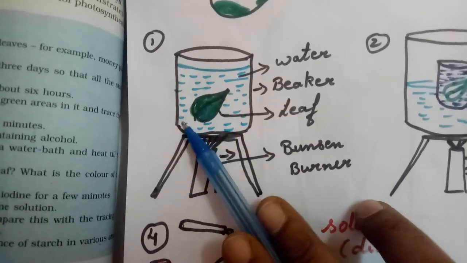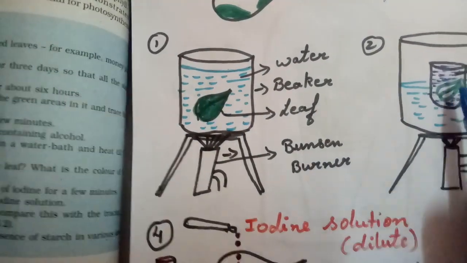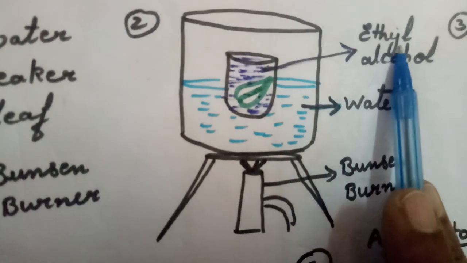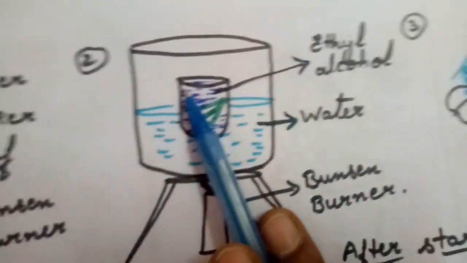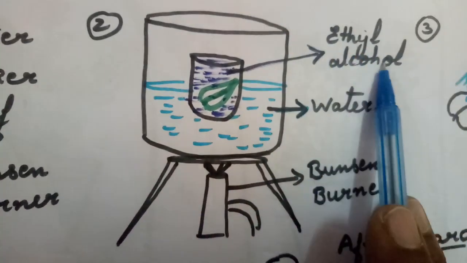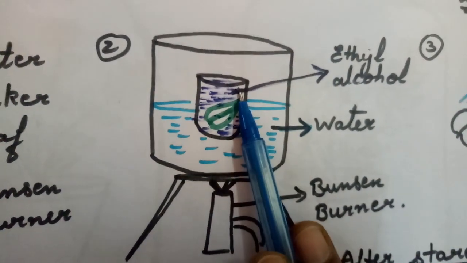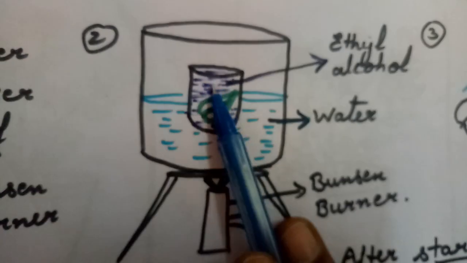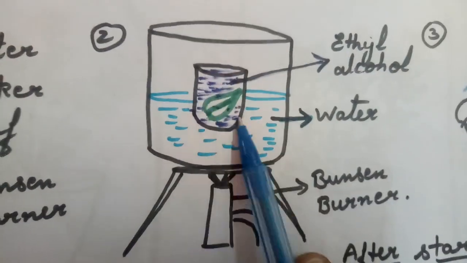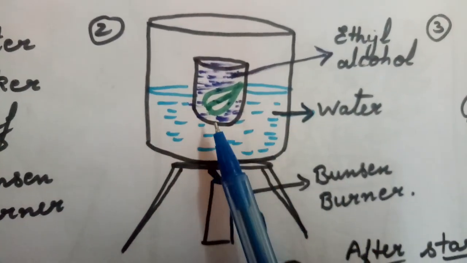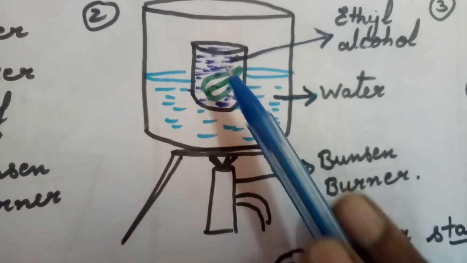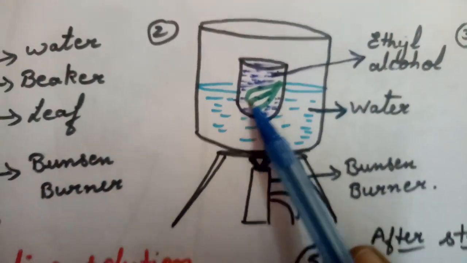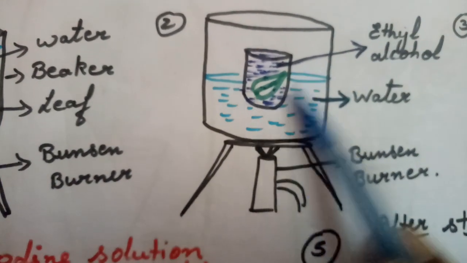After boiling in water, we have to remove those two leaves and put them in which chemical now? That is ethyl alcohol. So we take another beaker containing ethyl alcohol, and both the leaves have to be indirectly boiled in ethyl alcohol. This beaker we have kept in a water tub, and indirectly it is heated. And what is the purpose of heating in ethyl alcohol? So that all the chlorophyll pigments get removed.